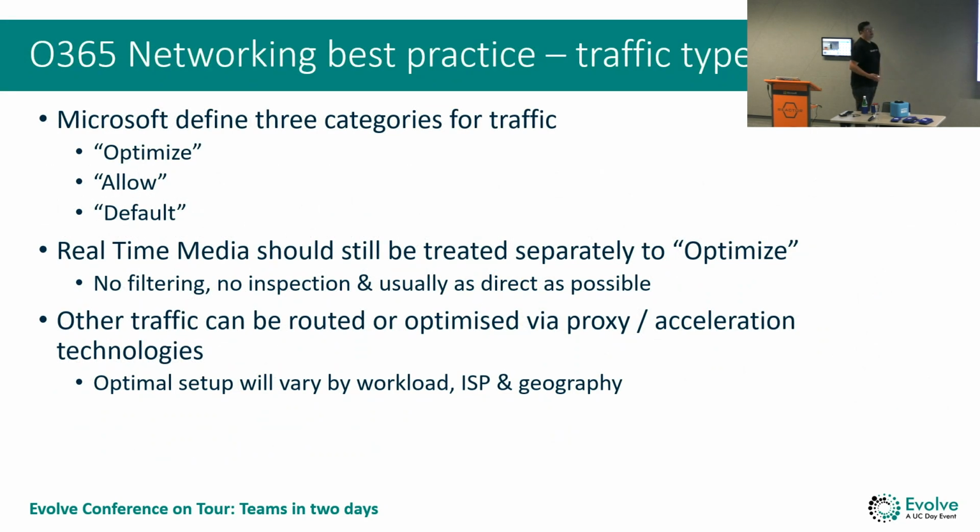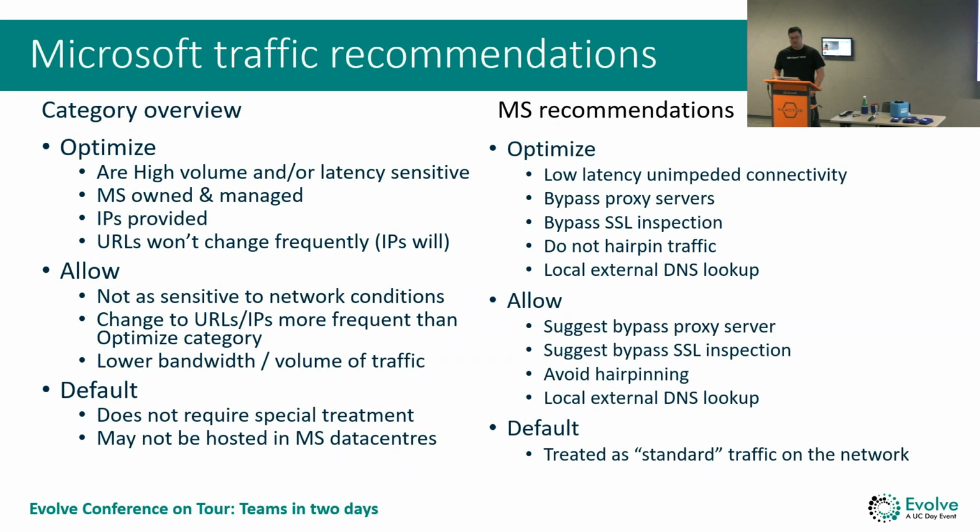As we said, there's 3 types of traffic categories. You've got optimize, allow, and default. The way Microsoft categorized that is optimize is high volume or latency sensitive information. It's stuff that's Microsoft owned and managed. They do provide the IPs, but again, generally if you can configure your firewall to use the URLs instead, the URLs will change less frequently than the IPs will.